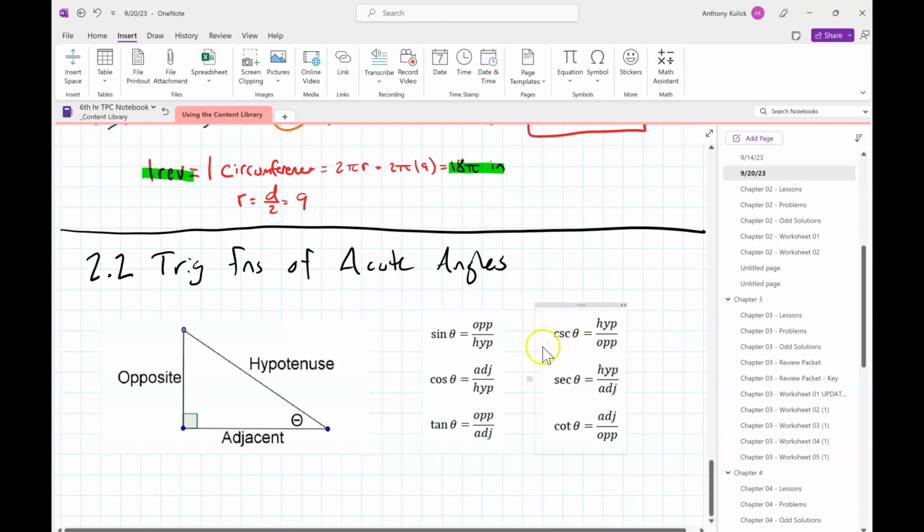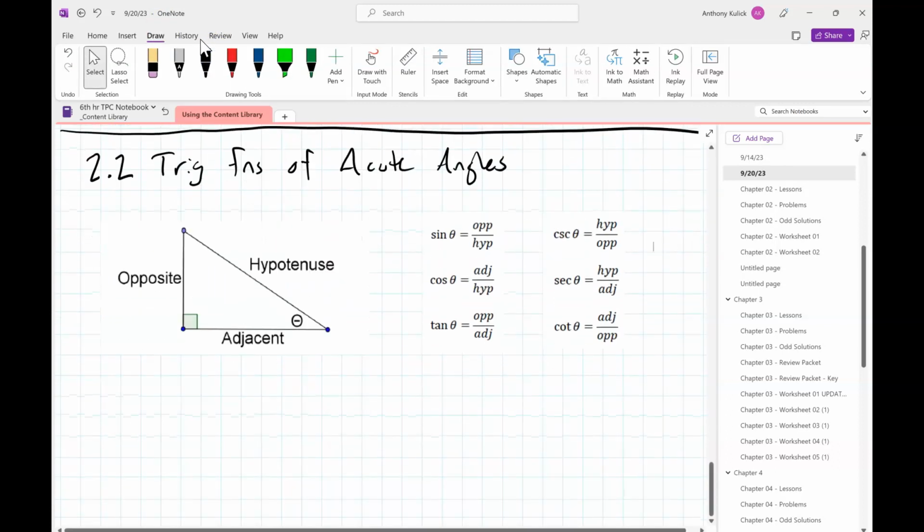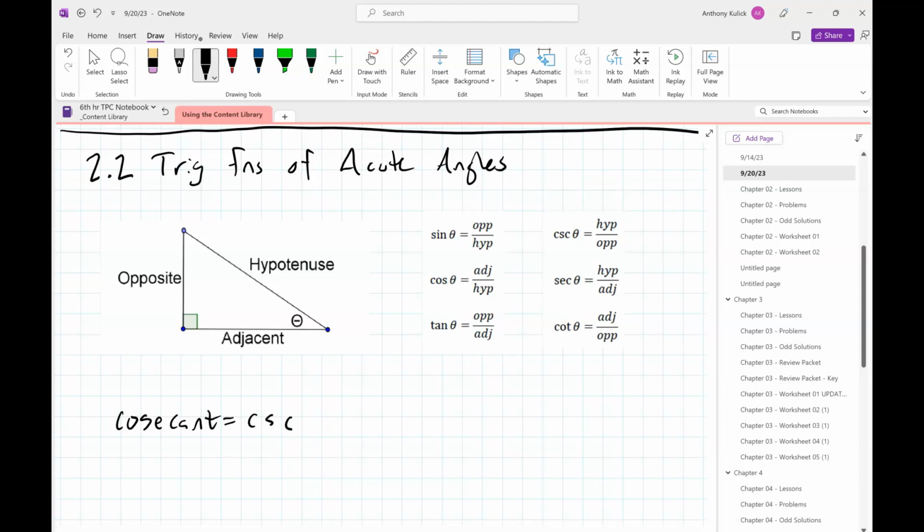All right. So these 3 new symbols here. We have cosecant, that's abbreviated CSC. We have secant, that's abbreviated SEC. And we have cotangent, that's abbreviated COT.